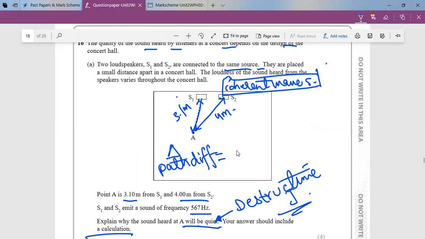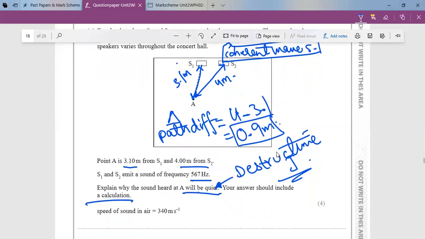What's the path difference? 4 minus 3.1, the difference in the two lengths, right? It's going to be 0.9 meters. Now, once you have the path difference, can you use it to determine whether it's going to be constructive or destructive?